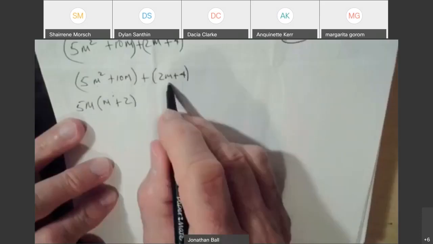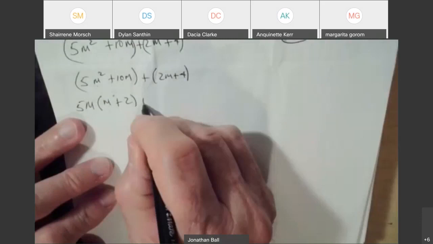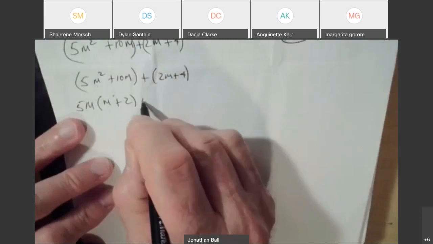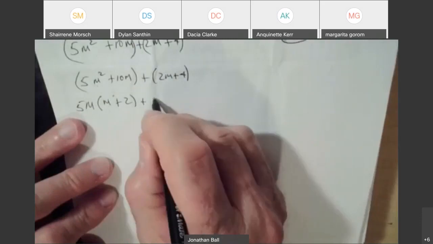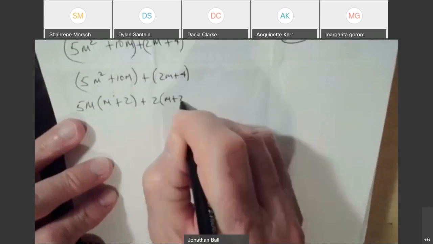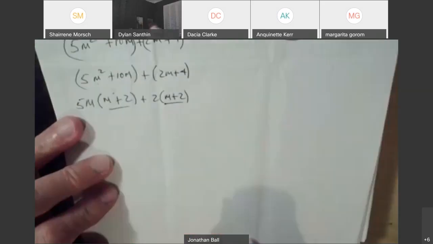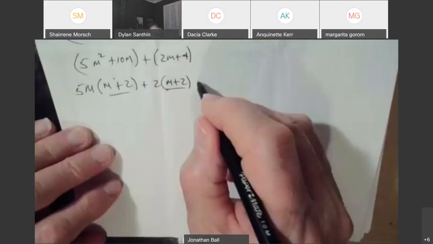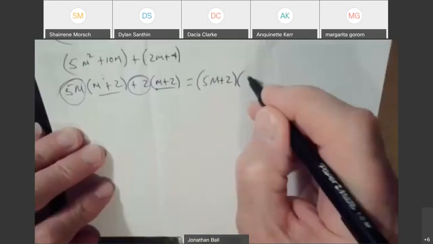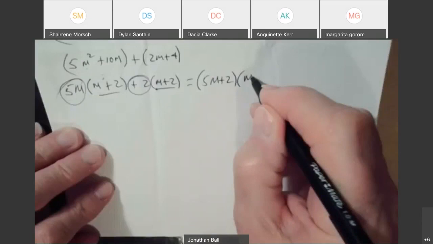And we can factor a 2 out of here. Don't forget the plus here also. 2 open m plus 2. These two are the same, so we're probably correct. So this is going to equal 5m plus 2, m plus 2.